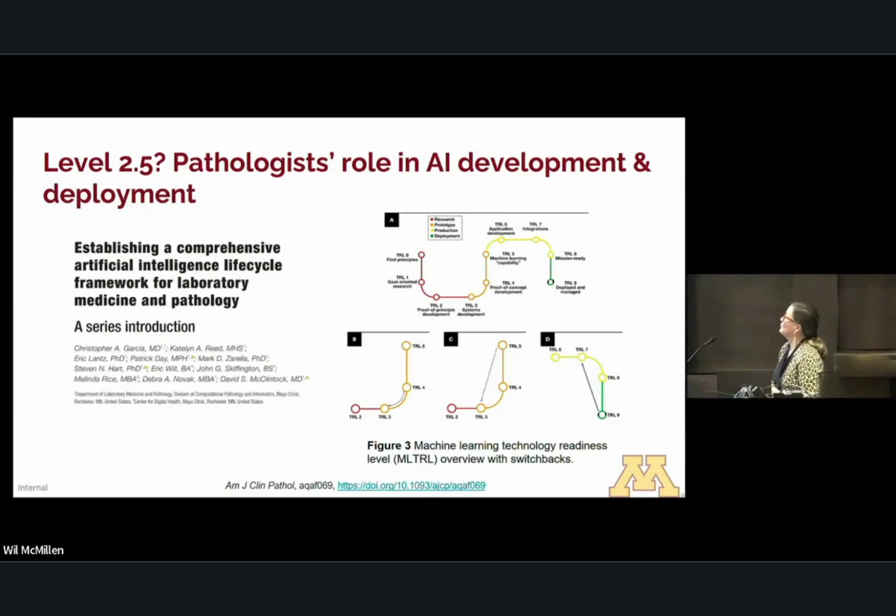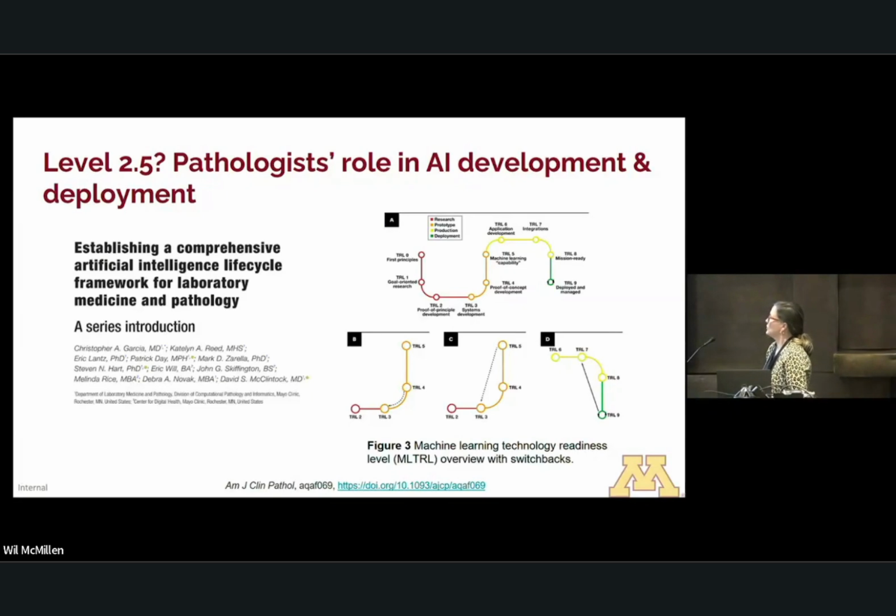So pathologists often end up involved in AI development and deployment. I didn't know whether to call this level 2.5 or 3, because I don't think it's more important than governance and monitoring. A lot of times the people who are involved in one are involved in the other. It may be more involved in many cases than oversight alone.